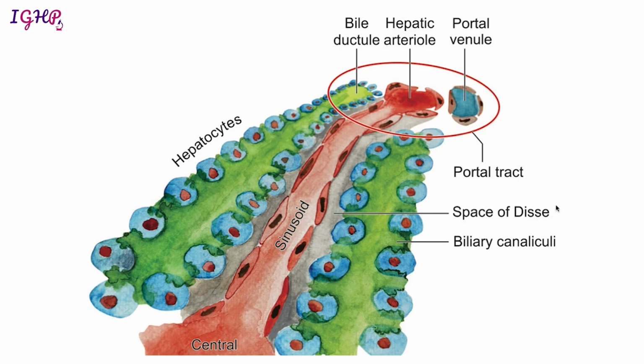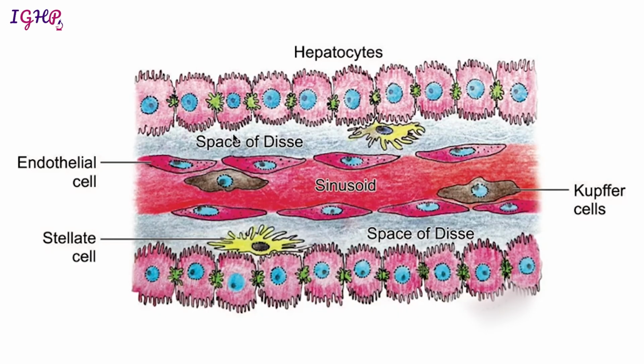Now, what is the space of Disse? This is a very important space within the liver, because a lot of importance has been given to the Disse space in recent times. Why? Because this Disse space contains cells called stellate cells. Initially, these cells were thought to be vitamin A storing cells, but gradually they have been found to be able to transform themselves into myofibroblasts, and these are the major source of fibrosis within the liver.